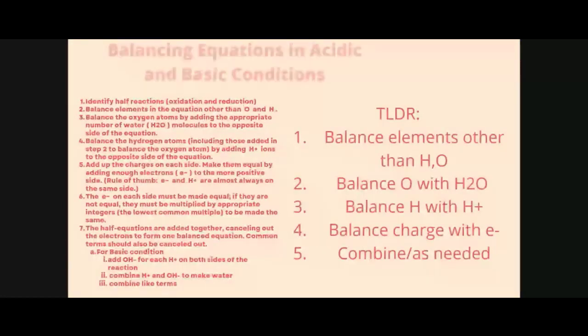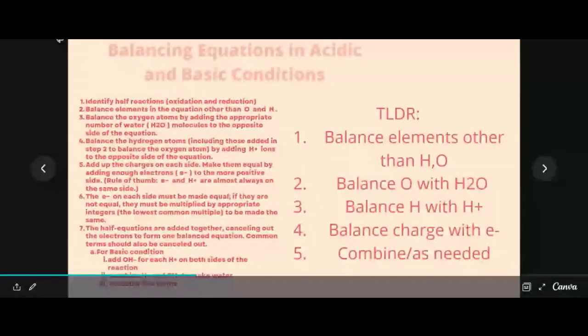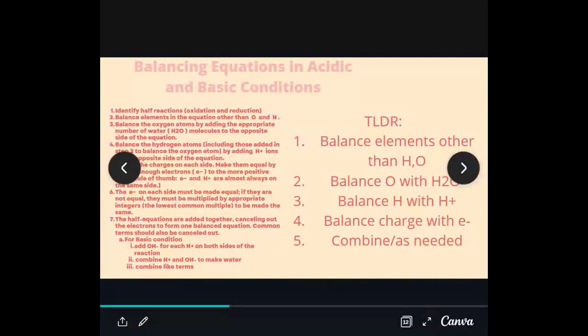Next, you would have to combine the reactions, but before you do this, you have to make the electrons the same number. So the electrons on each side must be made equal. If they are not equal, they must be multiplied by the appropriate integers, the lowest common multiple, to be made the same. Similarly, we did this in Gen Chem 1, where we identified those half reactions and balanced out those electrons. But here, we're just doing a lot of extra steps.